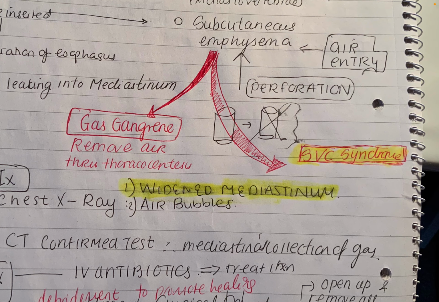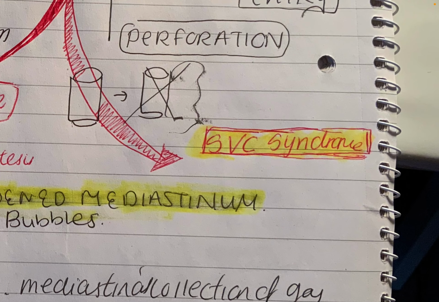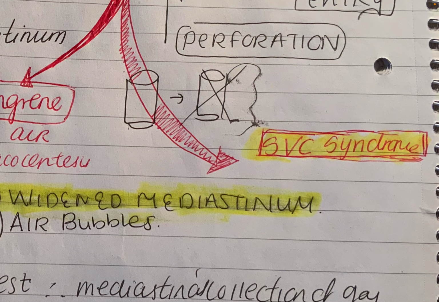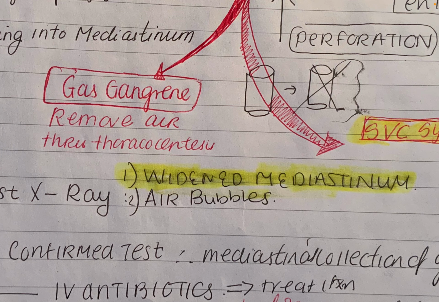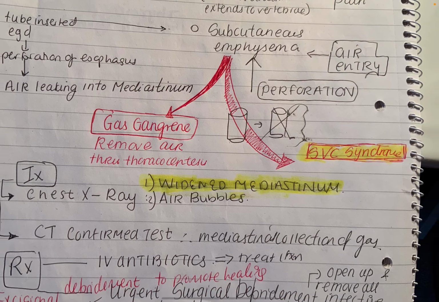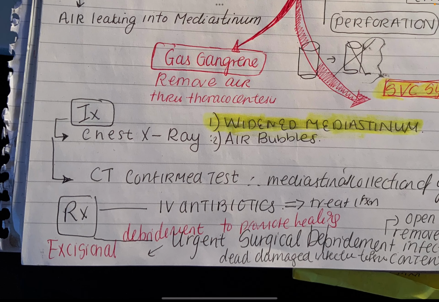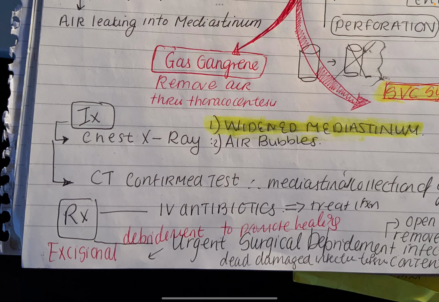Gas gangrene and superior vena cava syndrome, which has facial plethora, facial swelling. When they raise their arm, they have cyanosis. That's the SVC syndrome. But gas gangrene is a complication of this subcutaneous emphysema. Your investigations and treatment. For gas gangrene, you have to remove the erythrocentesis.